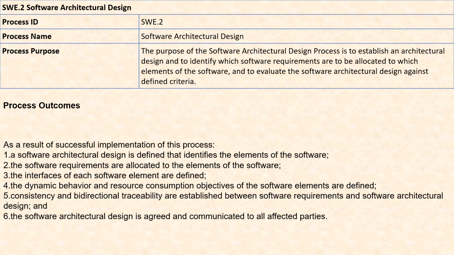Hello again, and let's touch upon the next practice, SWE.2, which is software architectural design. The process name of SWE.2 is software architectural design. And what is the process purpose? The purpose of software architectural design is to establish an architectural design and identify which software requirements are to be allocated to which elements of the software. This sentence is very important: to identify which software requirements are allocated to which elements of the software.